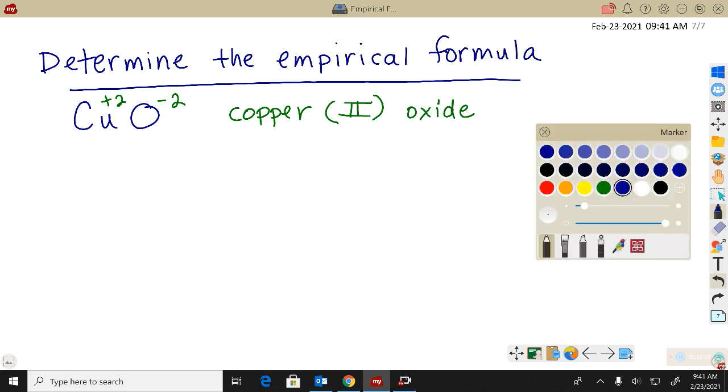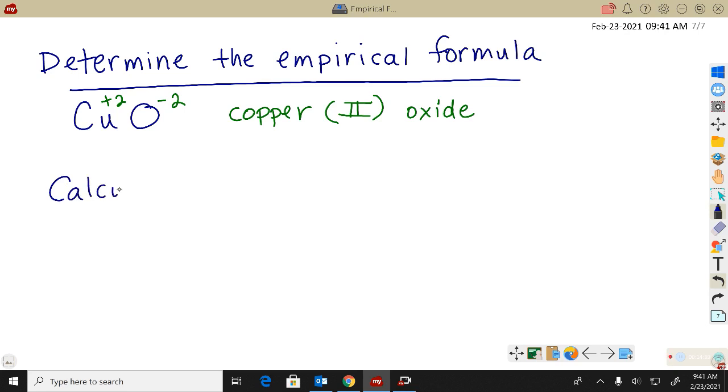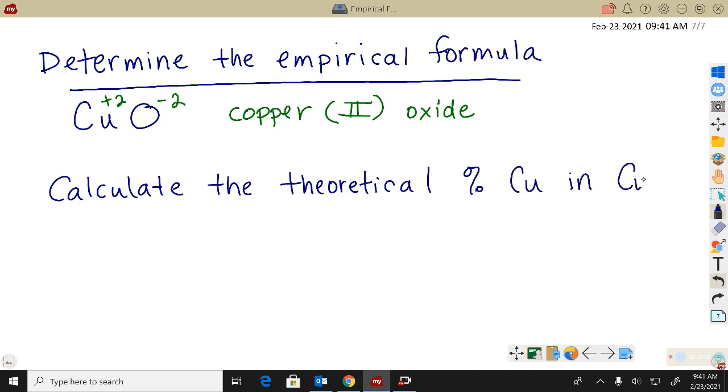We got this formula. Let's check and see if my data was spot on. I mean, it was pretty close. But maybe we can figure out where our errors may lie. So what if I did this for my next question? What if I had something that looked like this? Calculate the theoretical percent copper in copper oxide. And now I know the formula.